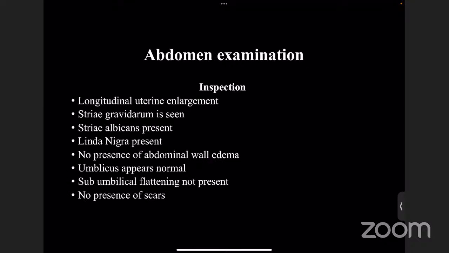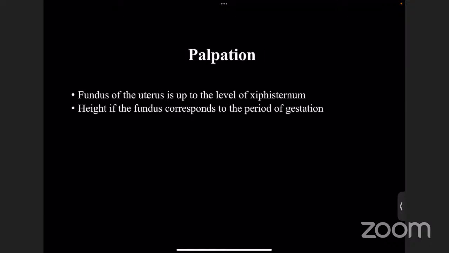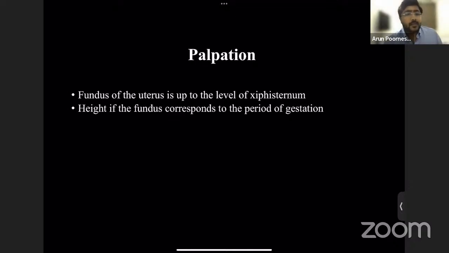Abdomen examination. On inspection, the uterus was enlarged longitudinally. Striae gravidarum was present. Linea albicans was present. And linea nigra was present. There's no presence of abdominal wall edema. The umbilicus appears normal. There is no umbilical flattening, and there was no presence of scars. On palpation. Can I interrupt you now?